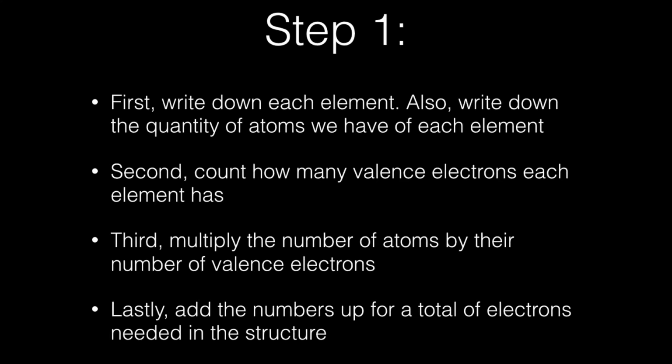Second, count how many valence electrons each element has. Third, multiply the number of atoms by their number of valence electrons. Lastly, add the numbers up for a grand total. This number is going to be the total number of electrons needed in this structure.